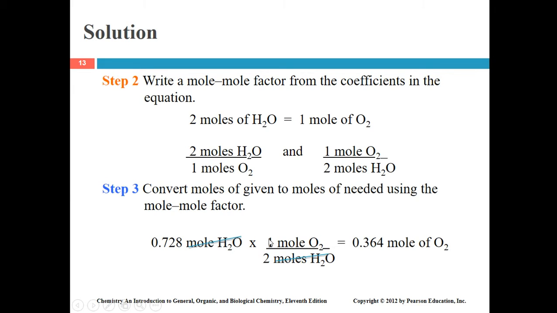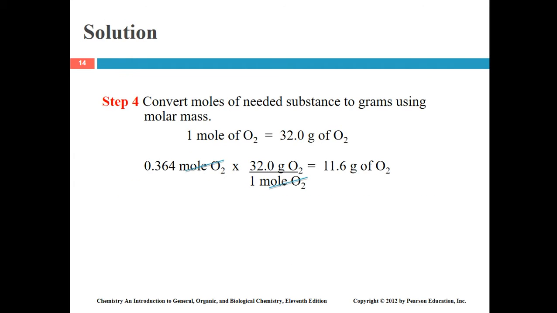And we're going to use the coefficients in front of our O2 and water in that equation in order to do that. We know that we have to have the moles of water on the bottom so that this label cancels out here. So we have 0.728 moles of water times 1 mole of oxygen over 2 moles of water. So the moles of water cancel out. We get 0.728 times 1 divided by 2, and we get 0.364 moles of oxygen. Now all we have to do is convert to grams.